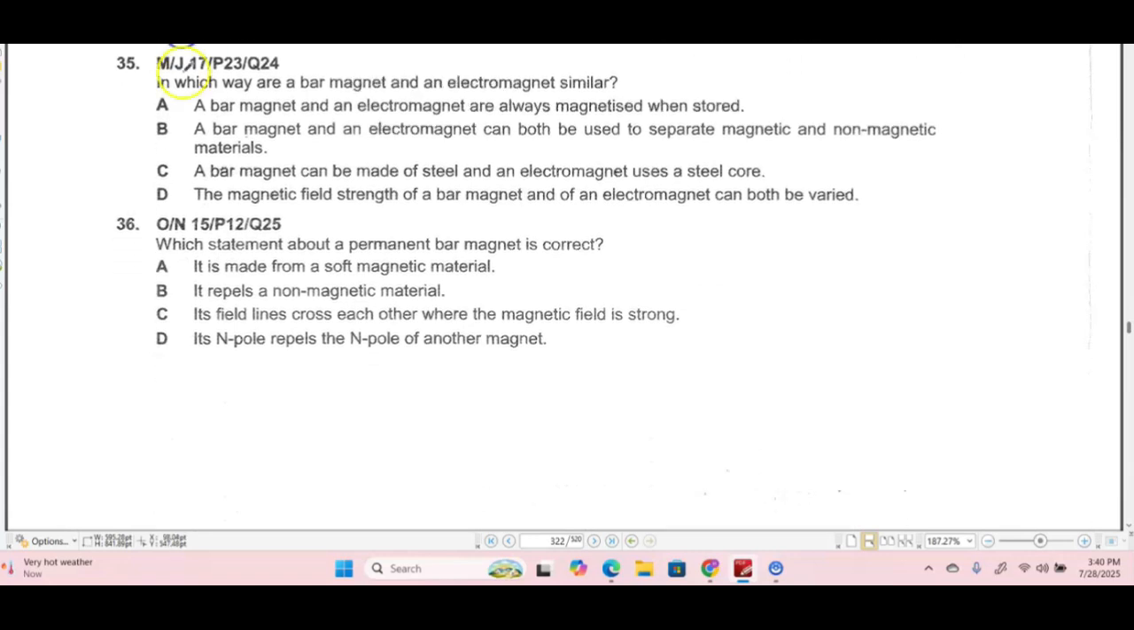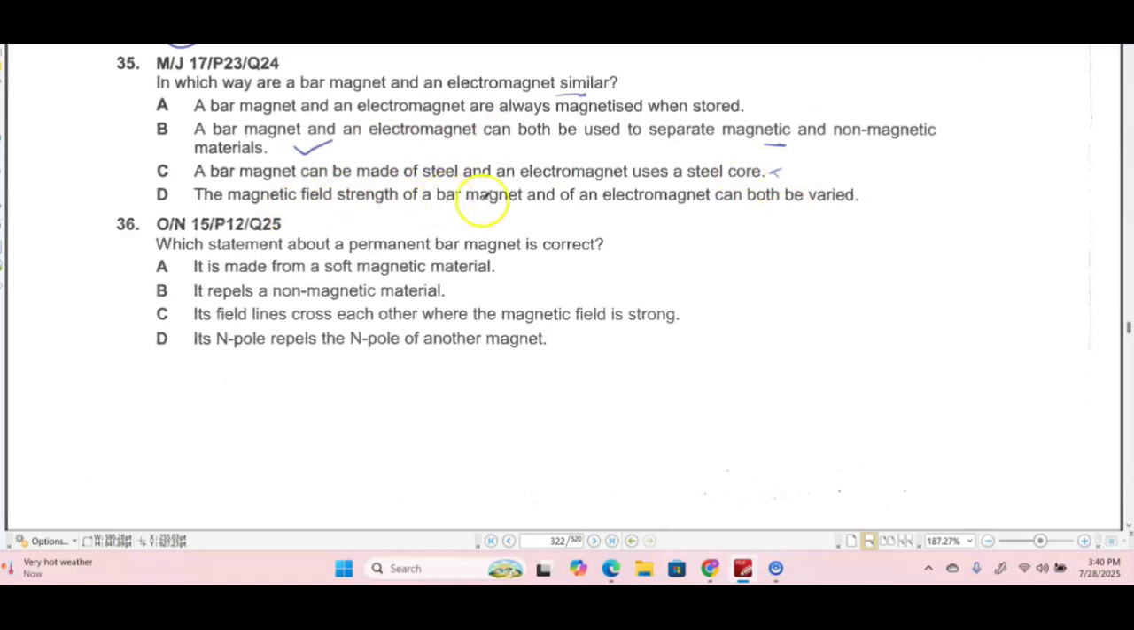Question number 35. In which way are a bar magnet and an electromagnet similar? A bar magnet and an electromagnet are always magnetized when stored. No, that's not true. A bar magnet and an electromagnet can both be used to separate magnetic and non-magnetic materials. Yes, this is true. A bar magnet can be made up of steel, and the electromagnet uses a steel core. This is correct, but this is not similar now.